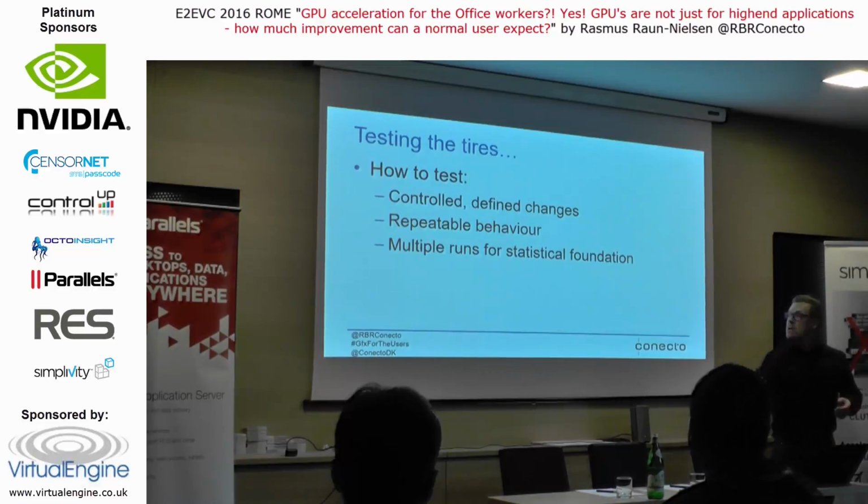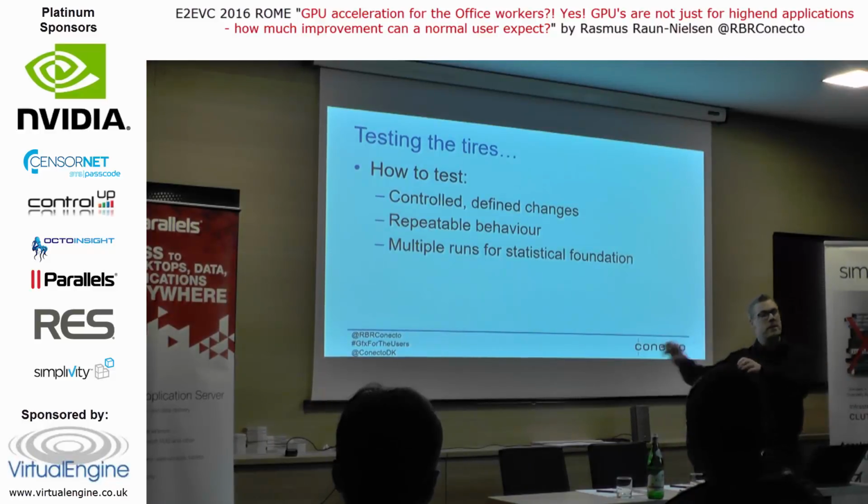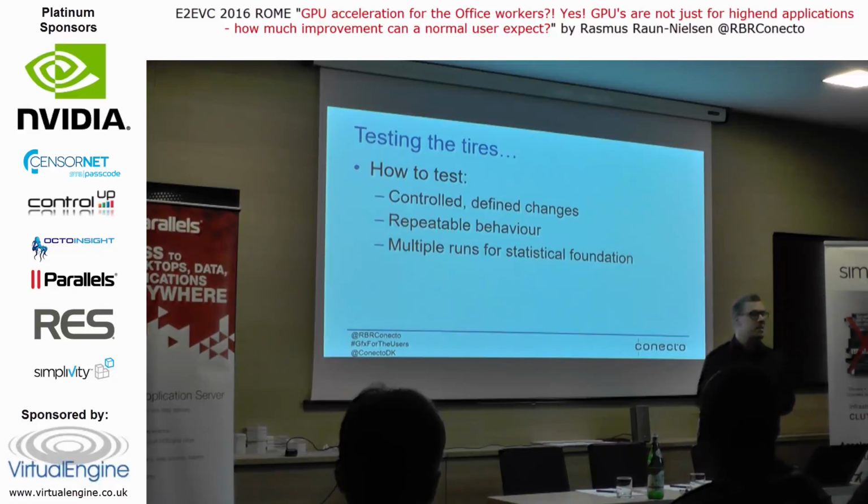So when we want to test, of course we want to control the changes. We want to be able to pinpoint that this difference is equal to this result. We have to repeat the behavior. And as I said before, not every factor was in my control, unfortunately, so I did multiple runs, maybe more than I needed to, just to be sure that the statistical data was at least pointing in a direction.